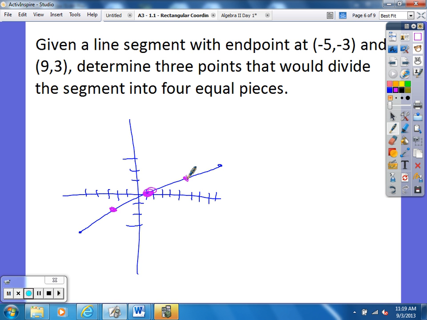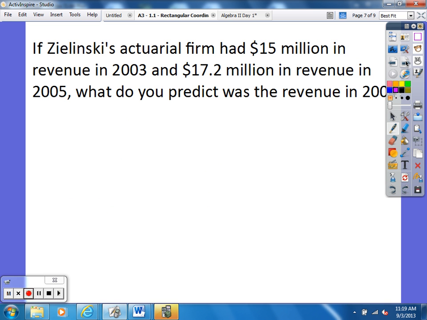Okay? Does that make sense to everybody how we did that? So you find the original midpoint, then you use the midpoint and the endpoint, and then again the midpoint and the other endpoint. So you find the midpoint between this coordinate and that, and in between the first midpoint. Yeah. Okay. All right.